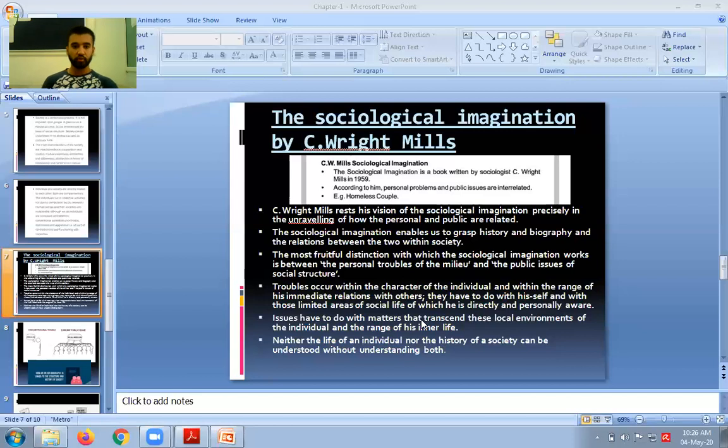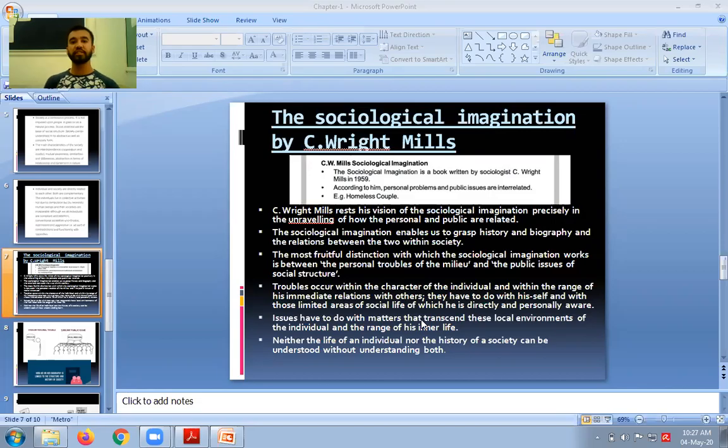Number four point: obviously, issues that transcend the local environment, that go beyond the local environment, become public issues, issues for everyone, right? And the last point: C. Wright Mills is saying that neither the life of an individual nor the history of a society can be understood without understanding both. So it's important to keep a sociological imagination, that sociological perspective. Only then can we understand the history and biography of a person, and the issues that are there in the society, right? It's important to understand everything.